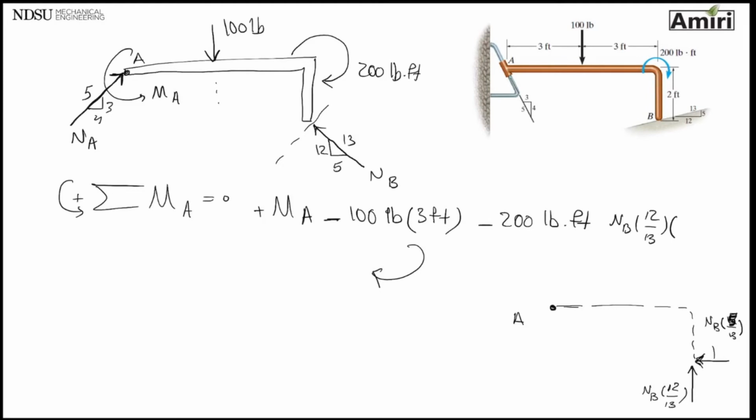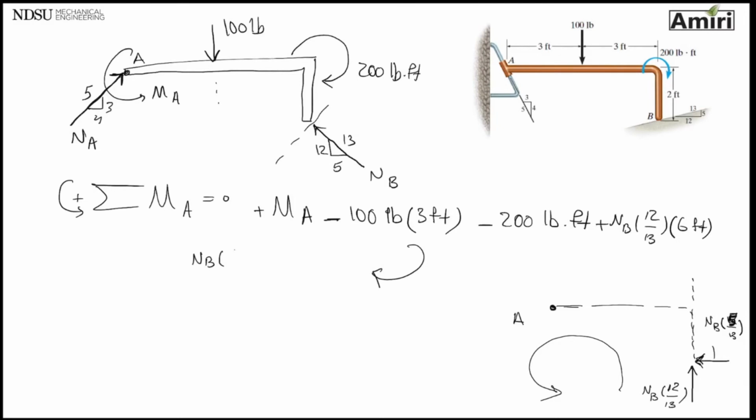The perpendicular distance between point A and line of action of this force is the whole length of this beam, 6 feet. Which way is it trying to rotate? It's trying to rotate this way, which is with my sign, so I'm going to put plus. The next one, I'm going to go next line.